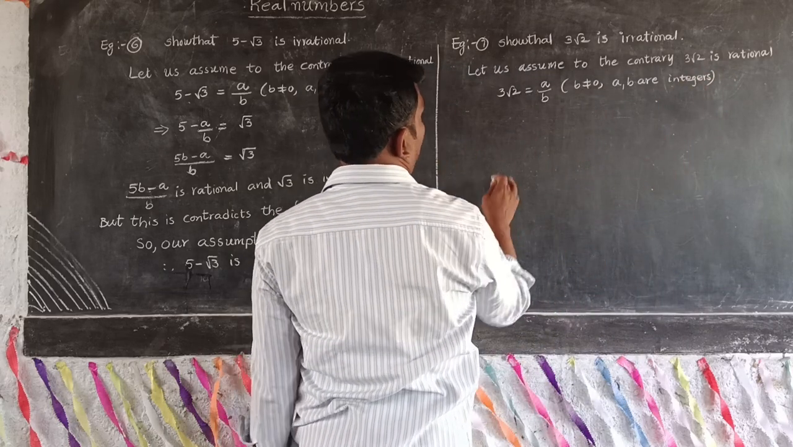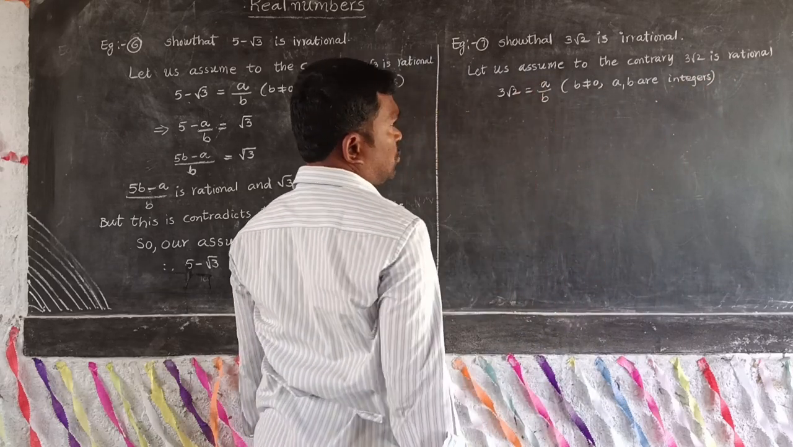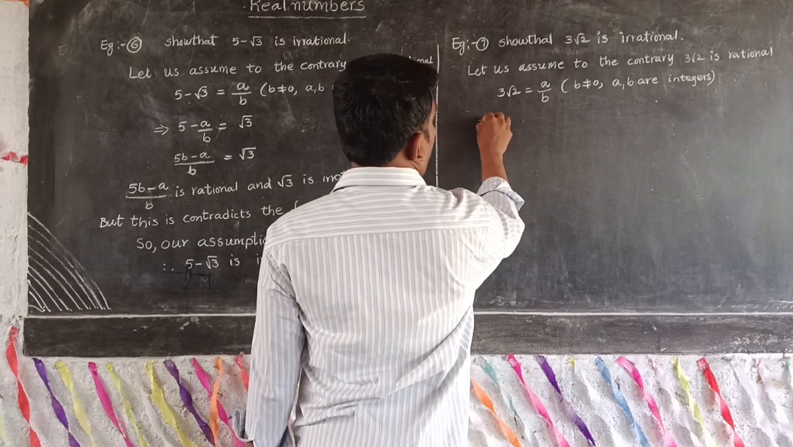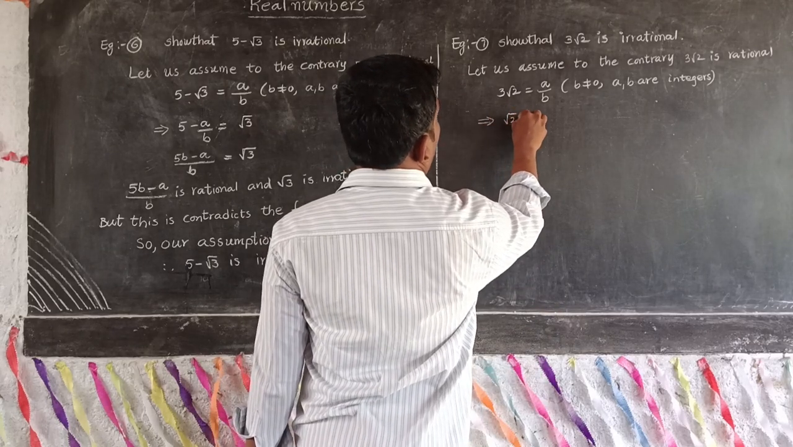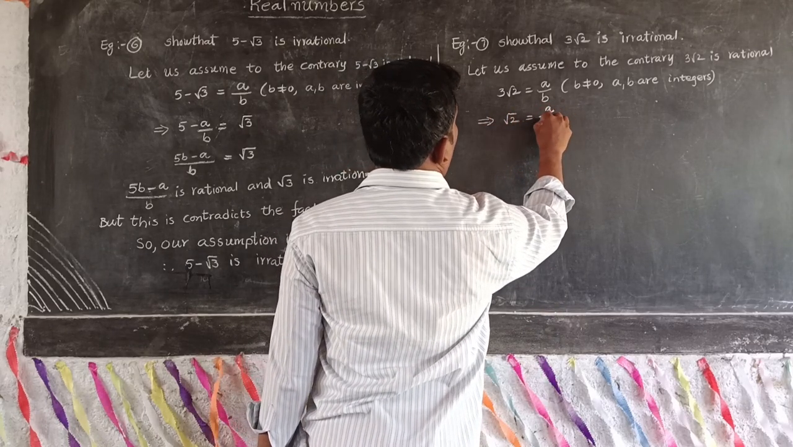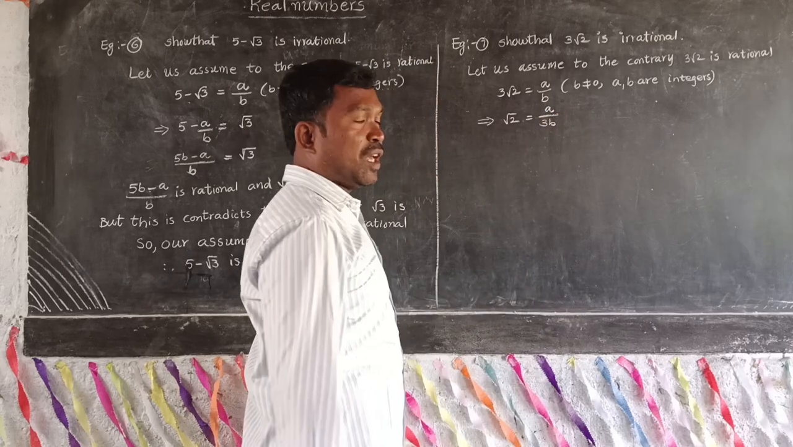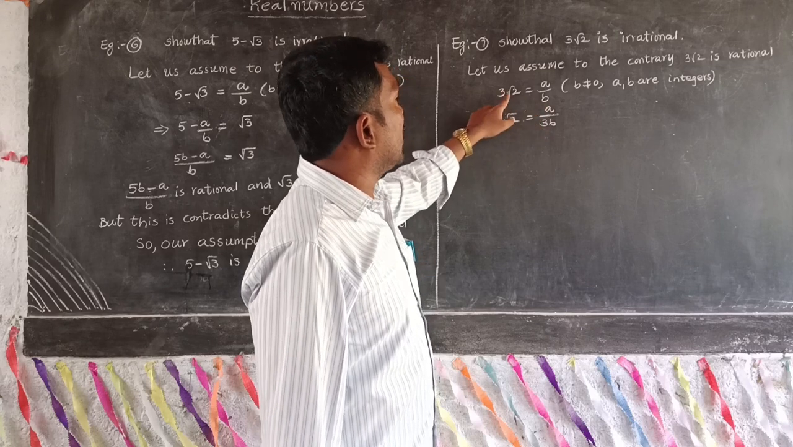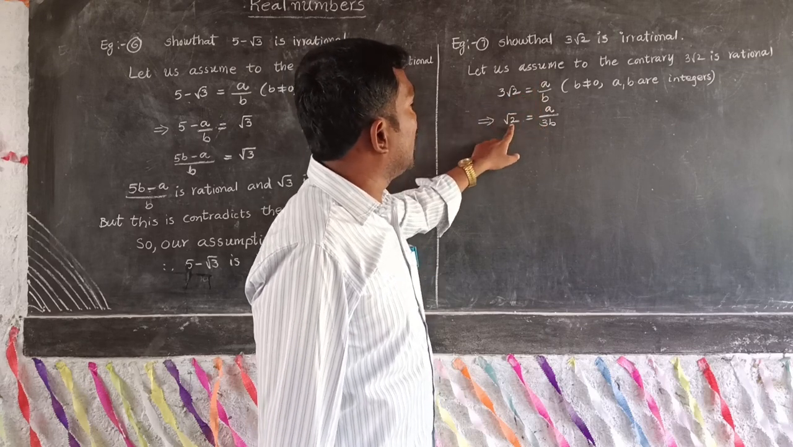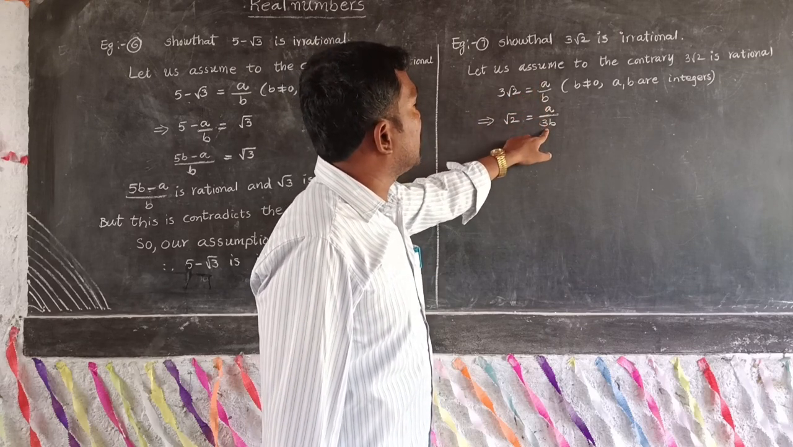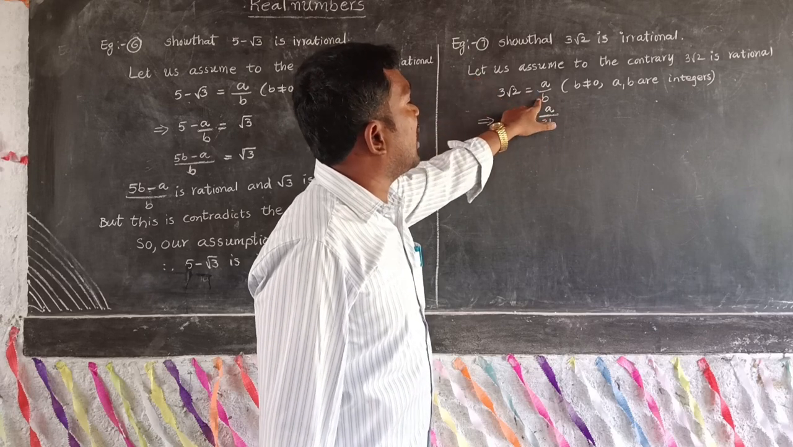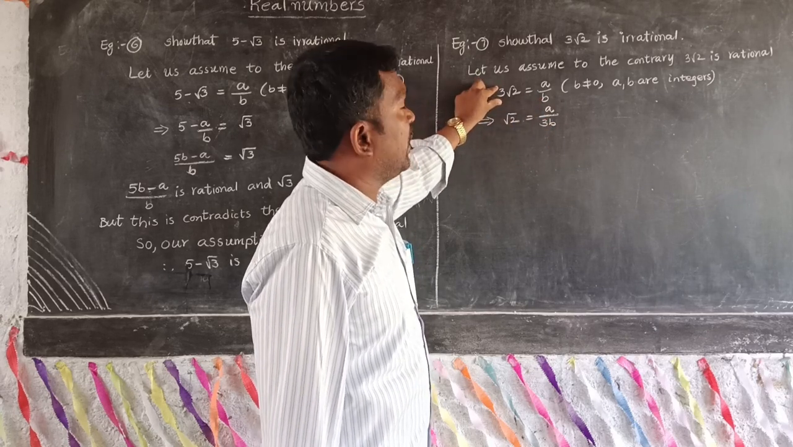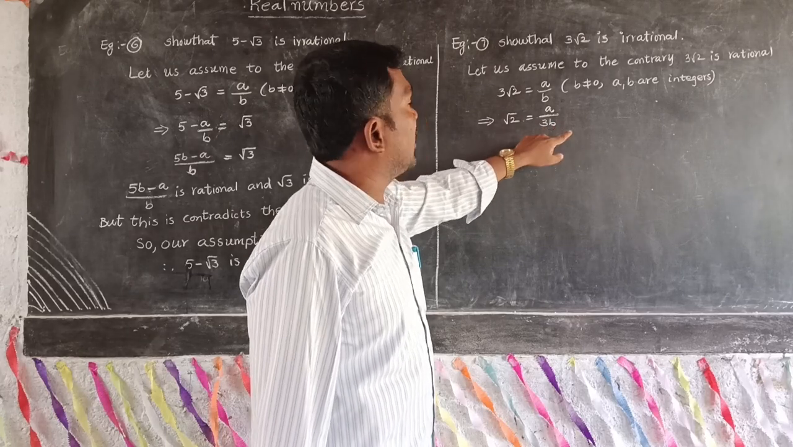Next, 3 root 2 equals a by b. That implies root 2 equals a by 3b. Transposing 3 to the RHS: here 3 is multiplied, and on transposing to the RHS it becomes divided.